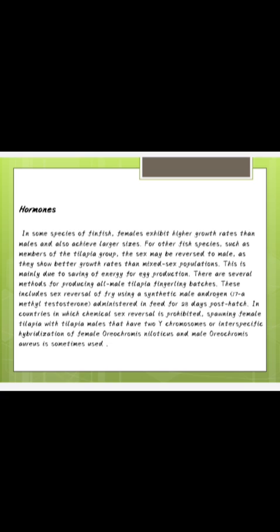There are several methods for producing all-male tilapia fingerling batches. These include sex reversal of fry using a synthetic male androgen administered in feed for 28 days post-hatch. In countries in which chemical sex reversal is prohibited, spawning female tilapia with tilapia males that have 2 Y chromosomes, or interspecific hybridization of female Oreochromis niloticus and male Oreochromis aureus is sometimes used.